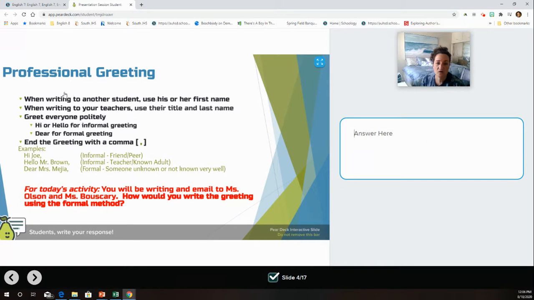Now, right here, it will tell you your personal greeting, okay? So this tells you the different types of greetings. When you're greeting other students, you just use their first name. But when you're writing teachers or administrators or your boss or somebody important, you want to use what's called a formal greeting. And some examples are, formal would be dear, and then it would be Miss Olson if you were going to be emailing me.